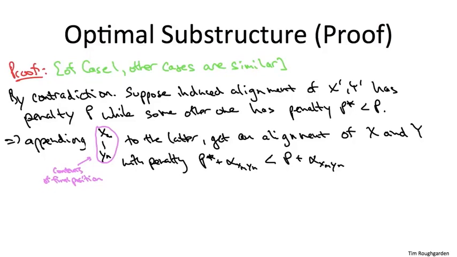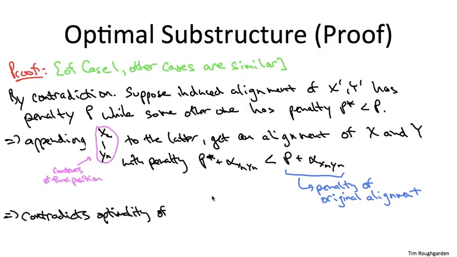P star being less than P, of course P star plus alpha of x sub m, y sub n is less than P plus alpha of x sub m, y sub n. But the second term is simply the total penalty incurred by our original alignment of x and y, right? That alignment incurred penalty capital P just in the induced alignment of x prime, y prime, and its total penalty was just that, plus the penalty in the final position, which is this alpha of x sub m, y sub n. But that furnishes the contradiction. We supposed that we started with an optimal alignment of x and y, yet here is a better one. So with that contradiction, it completes the proof of the optimal substructure claim.